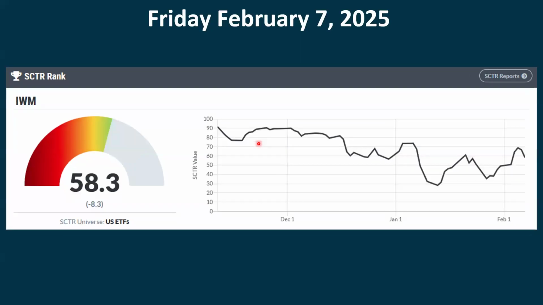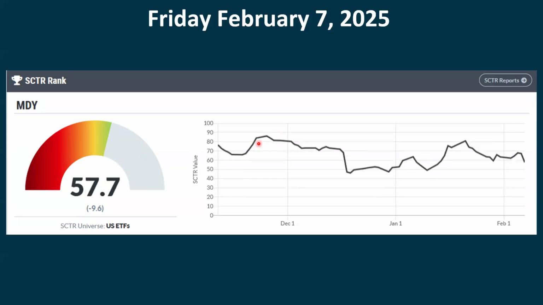Then we have the small caps, which have been frustrating not only a year ago, but they're kind of frustrating now. We're hitting overhead resistance, and there are two small cap indexes that I look at, the S&P 600, and then the IWM, which represents the Russell 2000 small cap index. That's probably the most popular. We just use this to get an idea of where the small caps are in relation to the other indexes. They're coming in at 58.3.